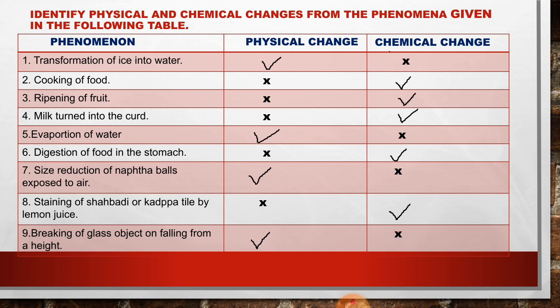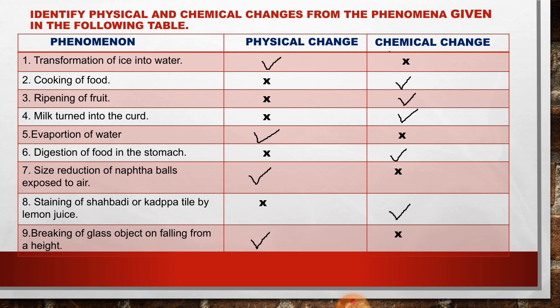Cooking of food: our kitchen is a kind of chemistry lab where we perform experiments. We cook something and we get a product, and that product is different from the earlier product. In the cooking of food, we add different kinds of ingredients and we get a product, so it is a chemical change. Ripening of fruit: sour fruit gets converted into sweet fruit. So this is also a chemical change.